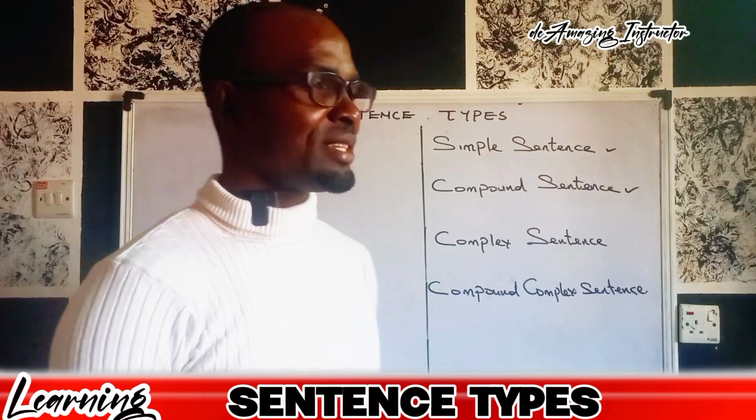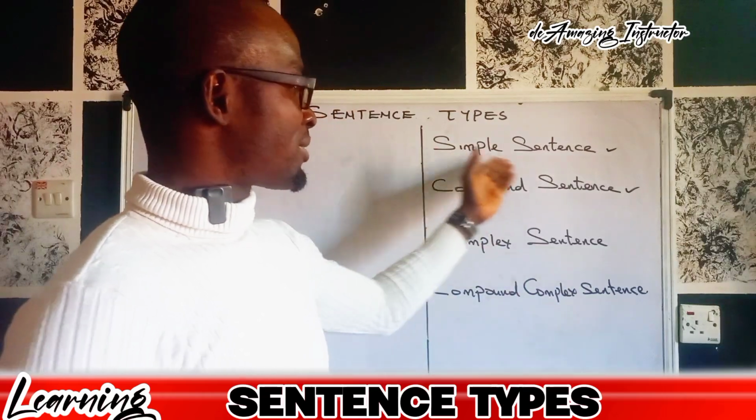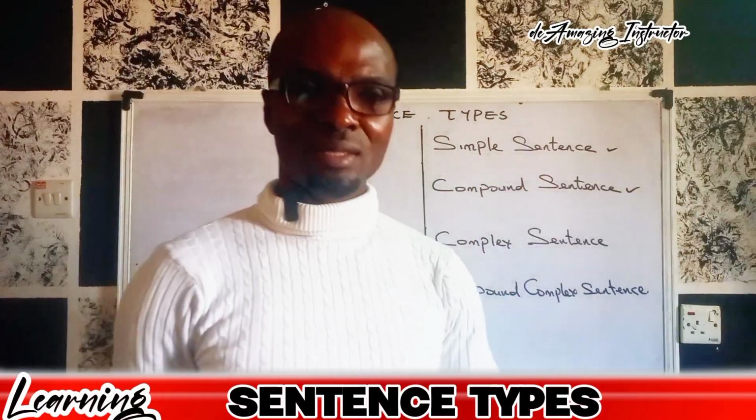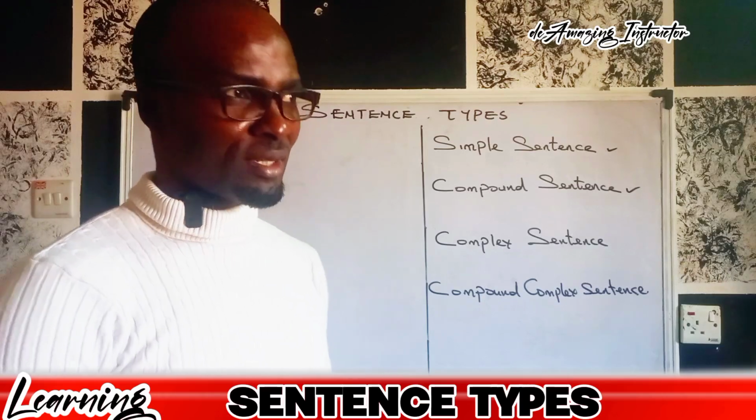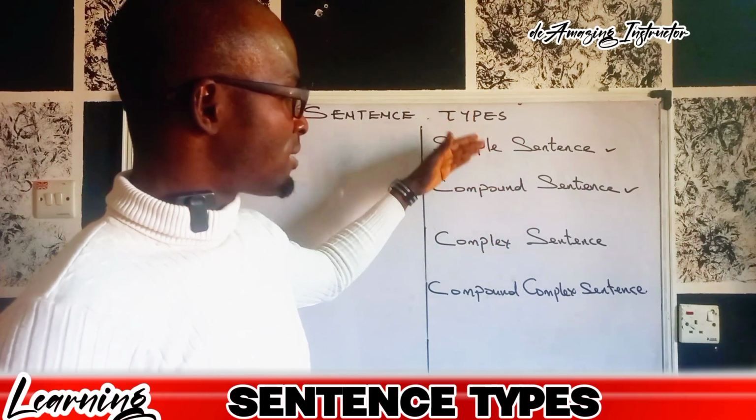Today we are considering sentence types. We have four basic types of sentences: the simple sentence, the compound sentence, the complex sentence, and the compound complex sentence. For the sake of this class, we're going to limit our class to consider the simple sentence and the compound sentence. Now, what's a simple sentence?